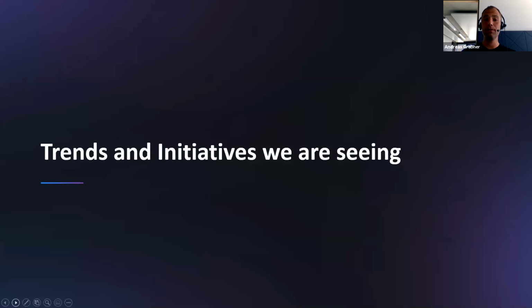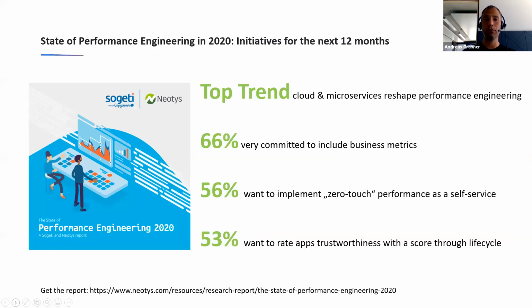Exactly. So that's why we're looking at trends and initiatives we're seeing. Again, the first one is taken from the State of Performance Engineering report. I picked a couple of trends and metrics from questions that come a little later in the report, on what people are investing in, right? It's chapter 5, the last section. So I think the top trend is clear, right?